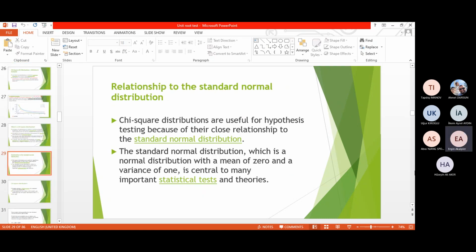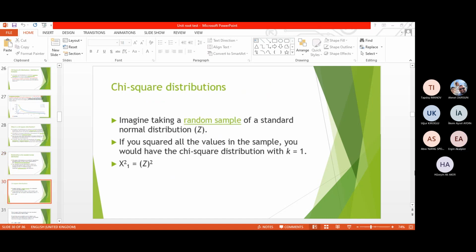The relationship to the standard normal distribution, the chi-square distribution, let me change this because it's not working. Okay. The chi-square distributions are useful, now it is okay.